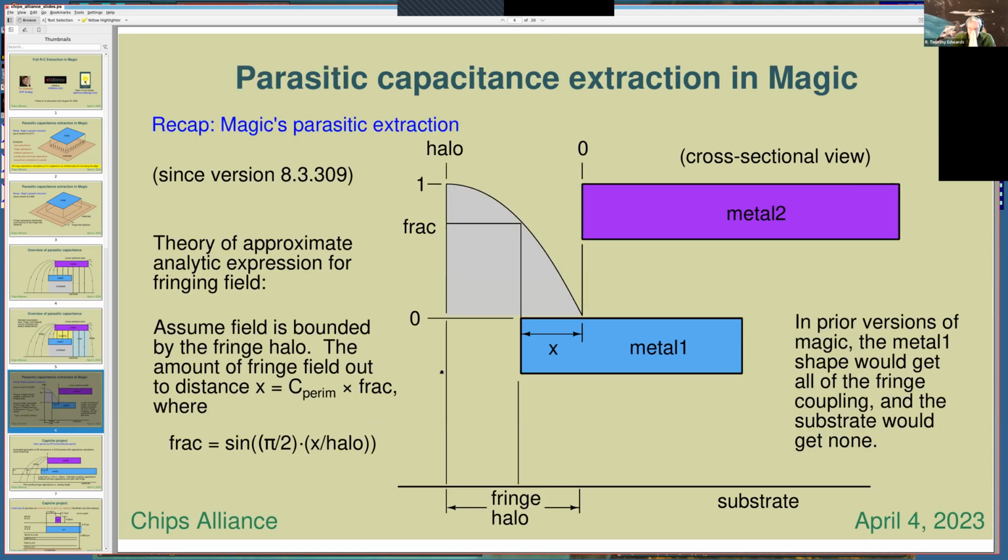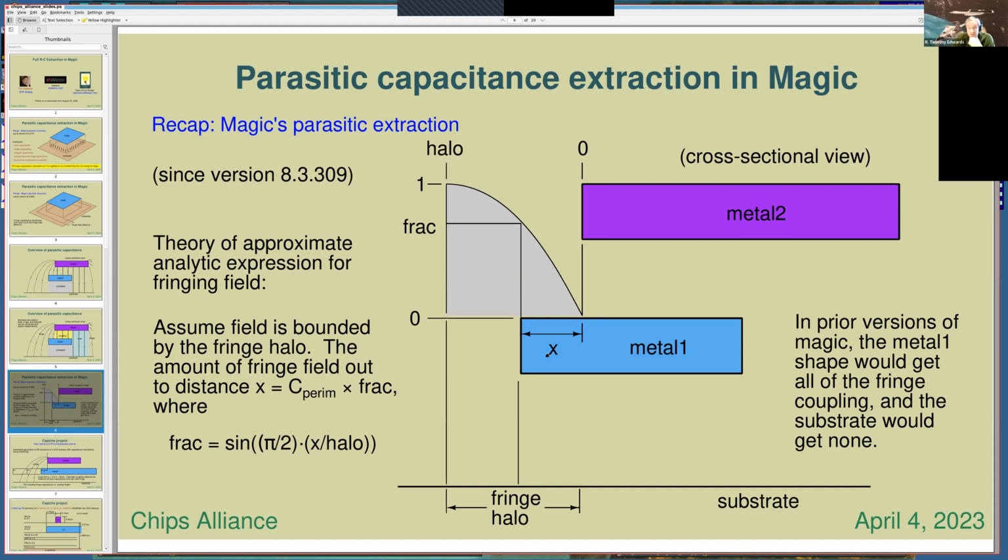So to expand Magic's ability to handle fringe capacitance from this ultra simplified model that it had originally, I started out without knowing a whole lot about how the capacitance was modeled, because I didn't have anything at the time that I could use to model the capacitance. I was trying to work from capacitance tables that were being provided by the foundries, namely Skywater, and figure out exactly what is a good expression to use.